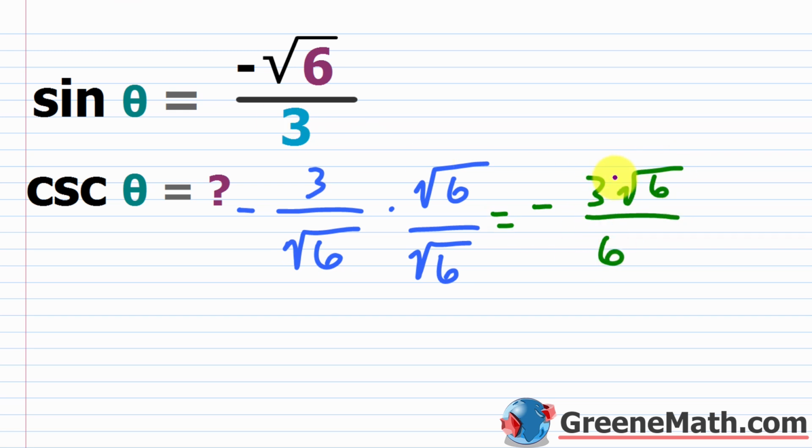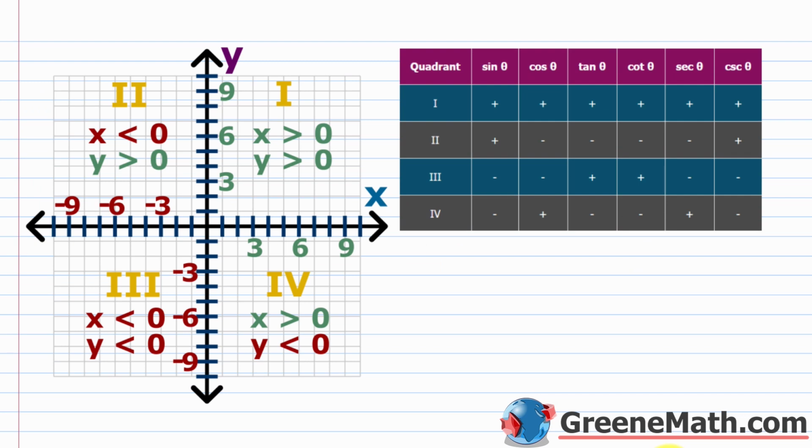Of course, you can cancel. This would cancel with this. Each is divisible by 3. So this would just be 1, so you can just get rid of it. And 6 divided by 3 is 2. So your final answer here would be the negative of the square root of 6 over 2. All right, let's talk about the signs of the trigonometric function values.